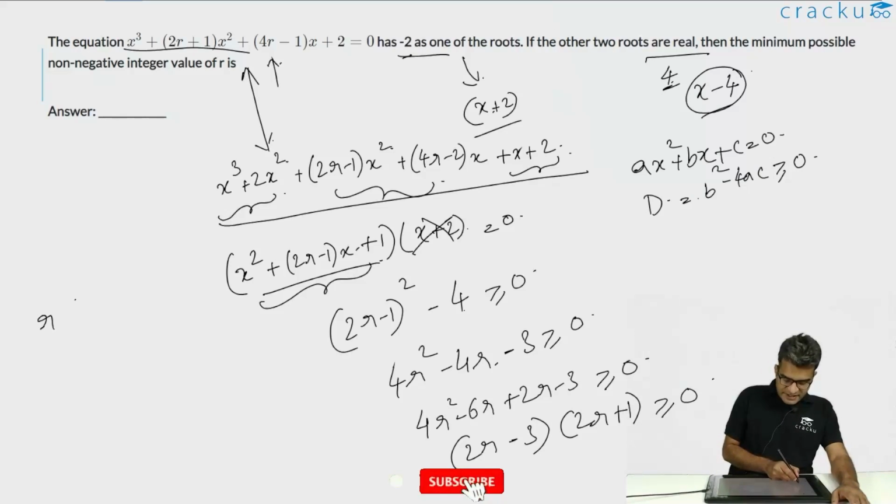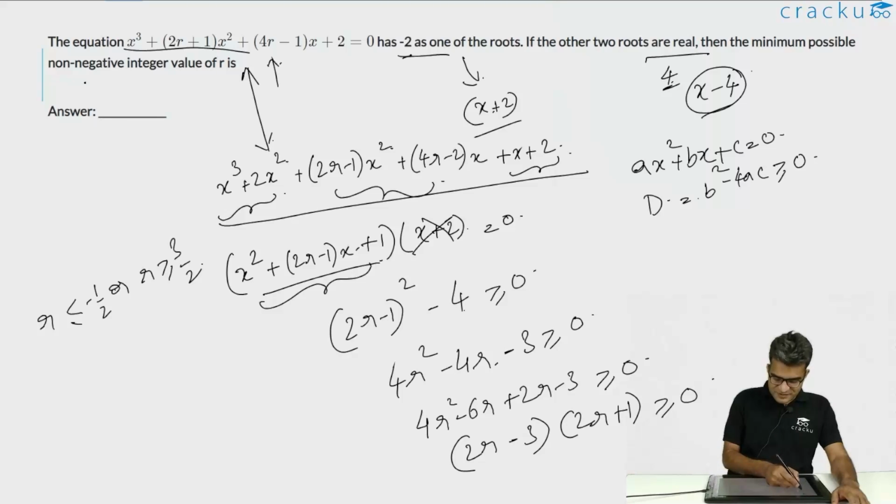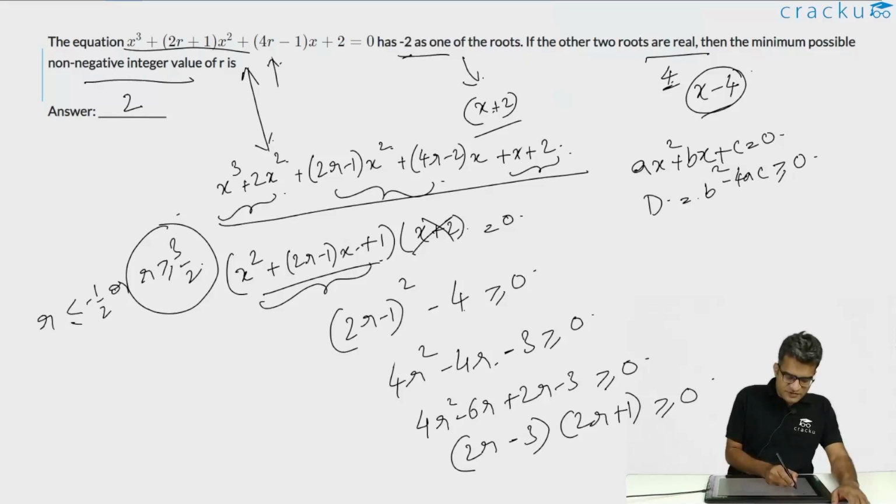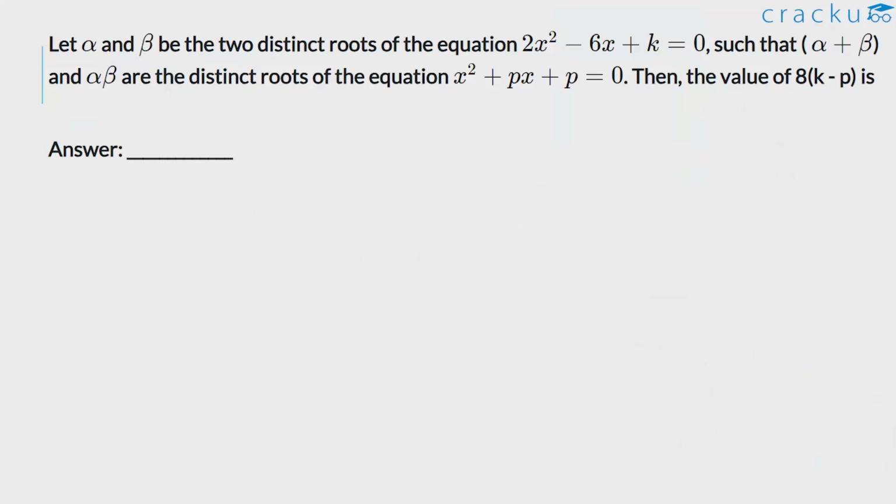So either r is less than or equal to minus 1 by 2, or r is greater than or equal to 3 by 2. We are required to calculate the smallest non-negative integer value of r. So r is greater than 3 by 2, which is 1.5. So the smallest possible value of r is 2.